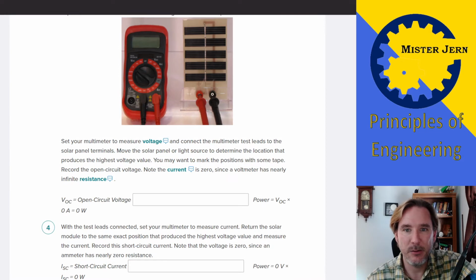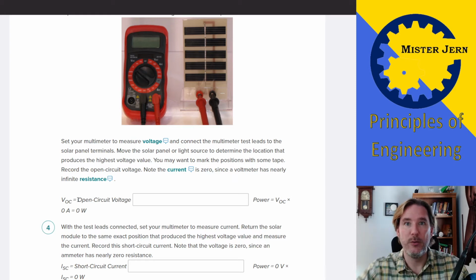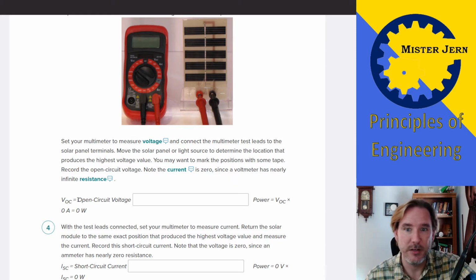And you can see how we've got the multimeter hooked up to the solar panel, the solar cell. And we're going to be measuring it without anything plugged into it. We're just measuring what's called an open circuit. It's just a power supply. There's no flow. There's no current. There's no flow of electricity or electrons.